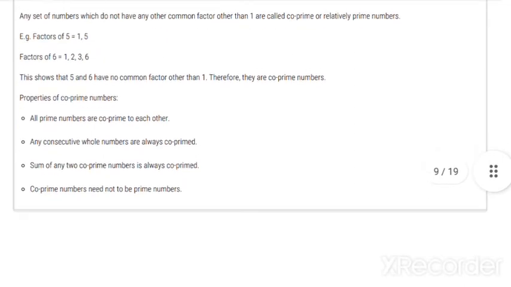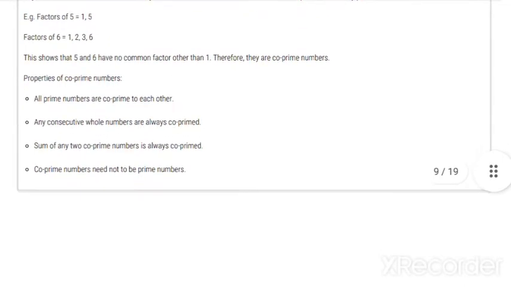Now some properties of co-prime numbers. First, all prime numbers are co-prime to each other. Next, any consecutive whole numbers are always co-prime. After that, the sum of any two co-prime numbers is always co-prime. And last, co-prime numbers need not be prime numbers.